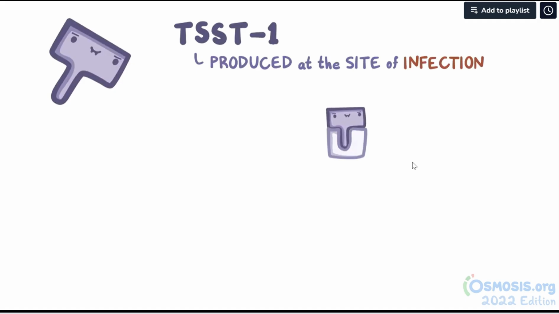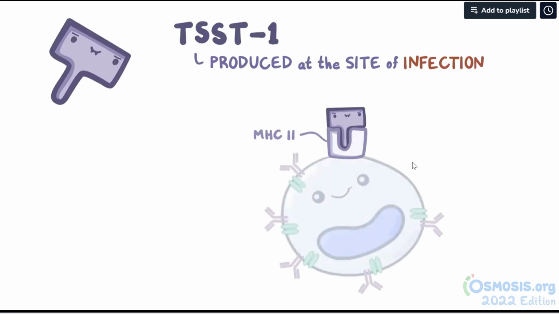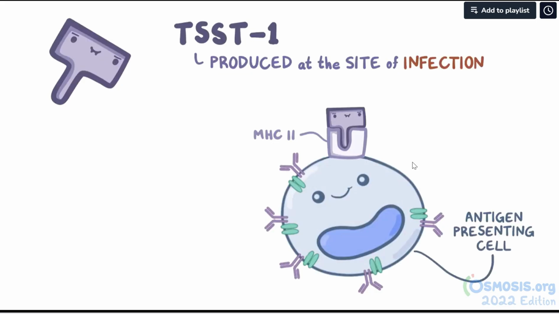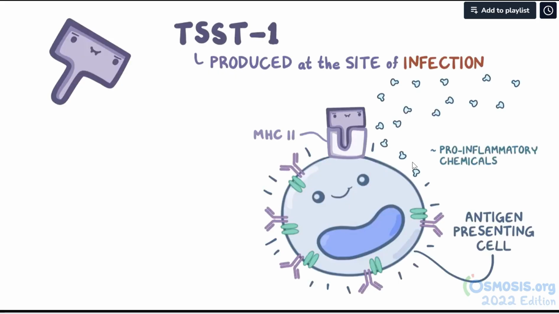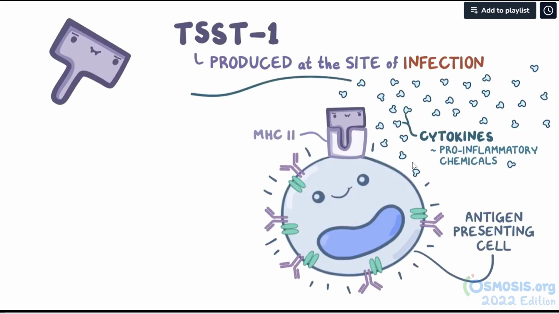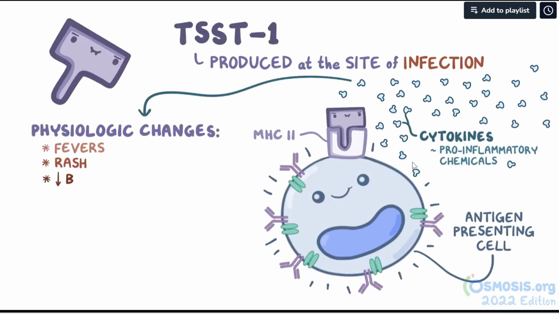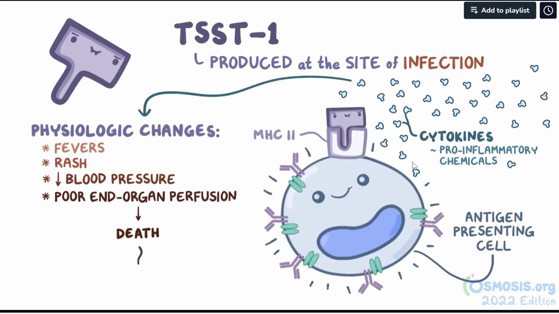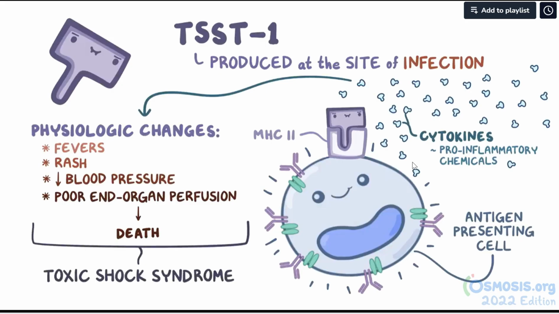TSST1 binds to major histocompatibility complex type 2, or MHC2, which is a receptor found on immune cells called antigen-presenting cells. When TSST1 binds to the MHC class 2 receptors on these cells, it really stimulates them, making them release loads of pro-inflammatory chemicals called cytokines, creating a cytokine storm. The cytokine storm results in a number of physiologic changes, like fevers, a sunburn-like rash, low blood pressure, and poor end-organ perfusion that can result in death. And together this is called toxic shock syndrome.